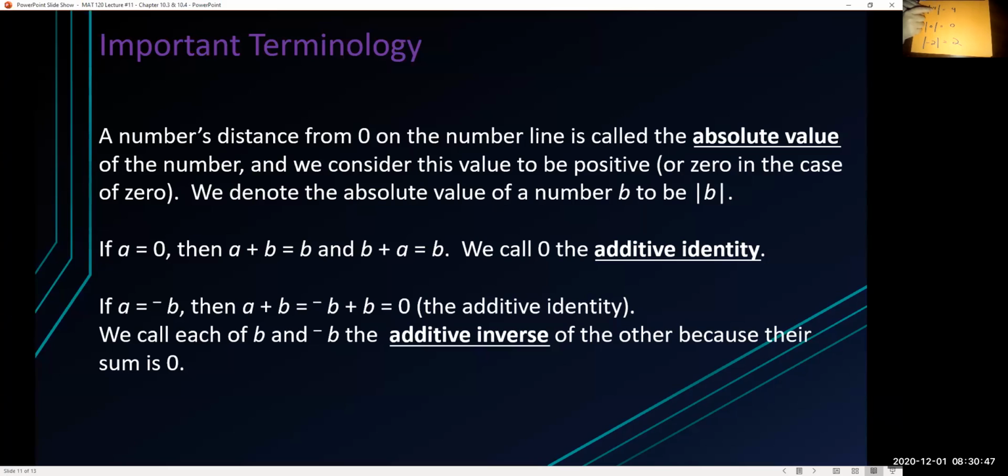How many units away from 0 is 4? 4. The answer is 4. How many units away from 0 is the number 0? 0. It is there, right? How many units away from 0 is -2? Here's 0. Here's -2. How many units is it? It's 2, isn't it? Okay.